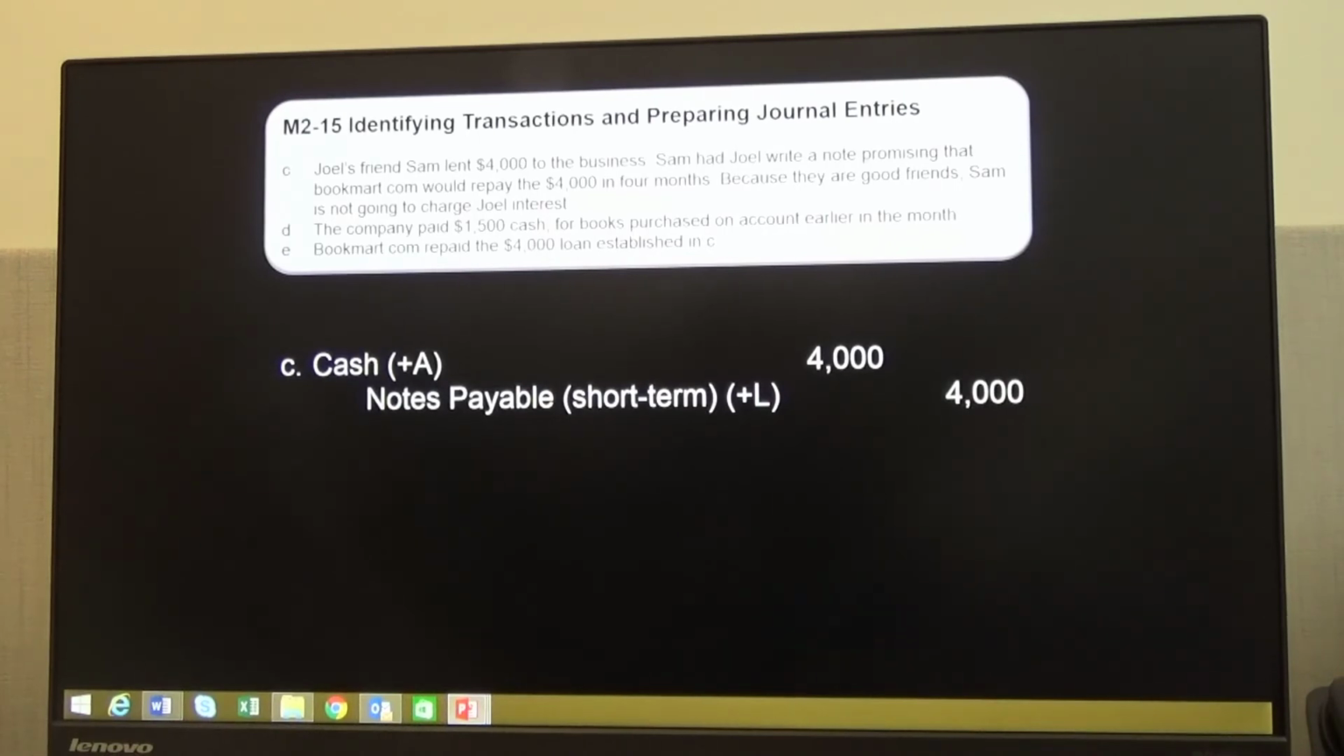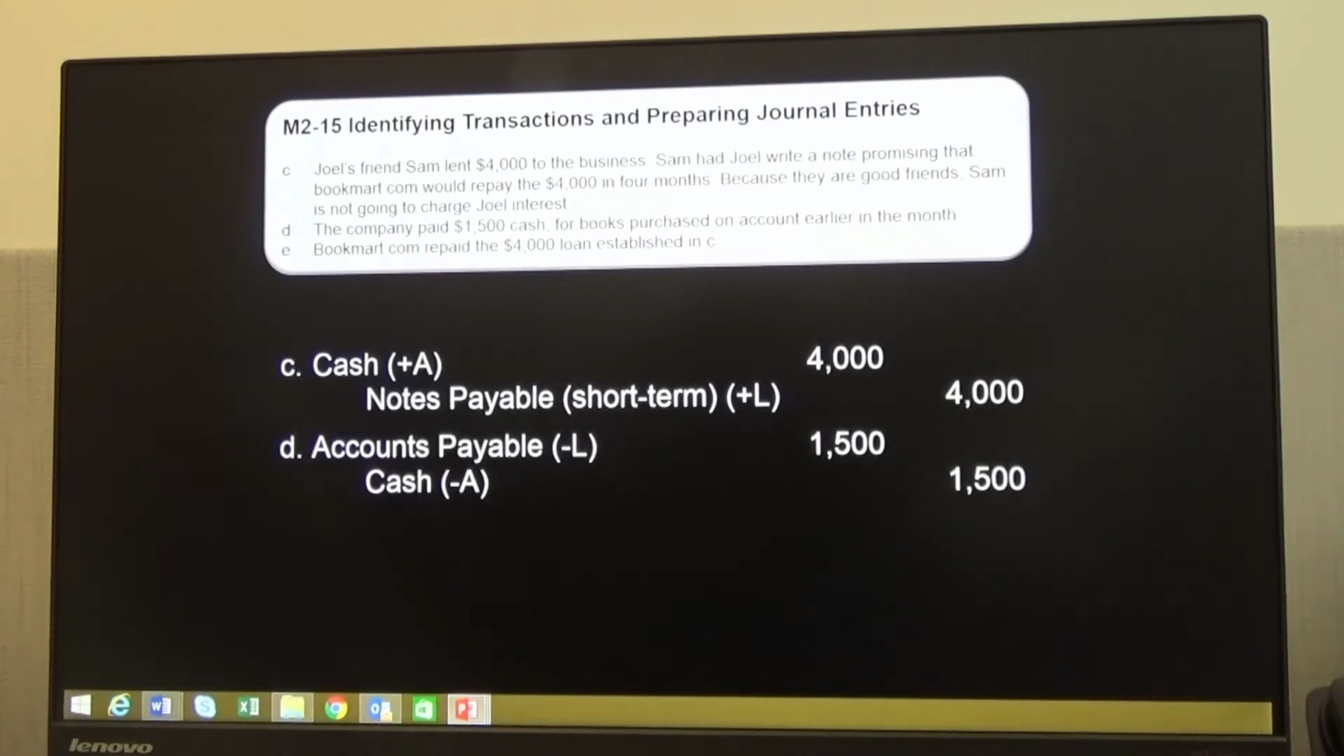And then we paid $1,500 cash for books purchased on account earlier in the month. So earlier we made that entry purchasing some books on account, and now the company is paying cash for some of those books. We're not going to re-record the books, that would make it look like we bought more inventory, so we can't do that, right? Instead, we're simply going to debit the accounts payable because now we don't owe that anymore, and credit the cash for the amount that we paid.